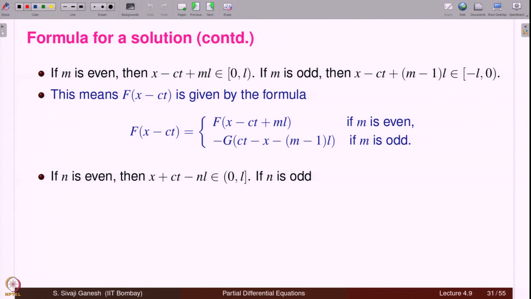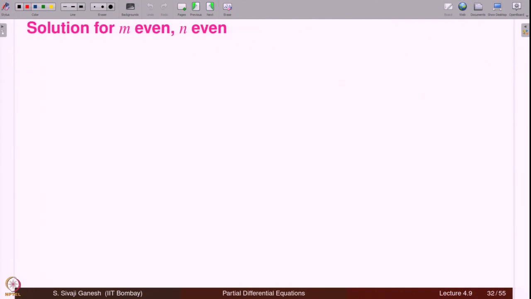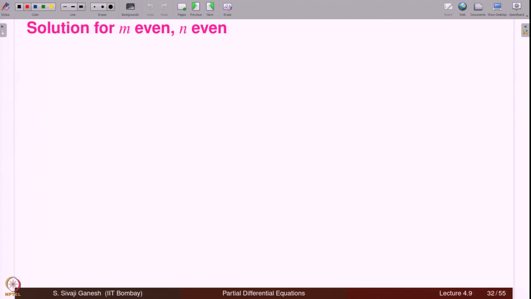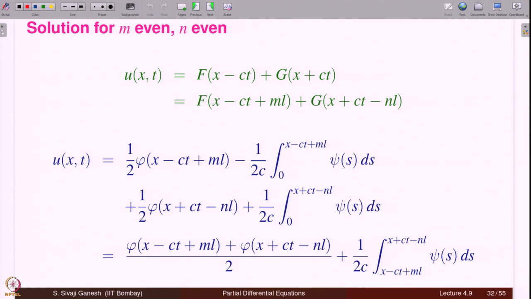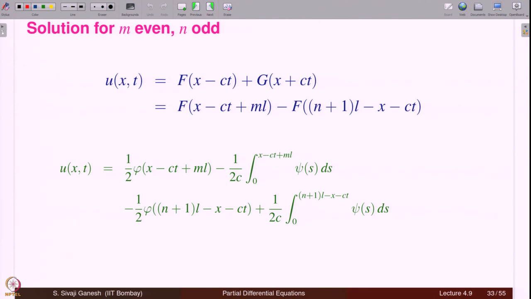Similarly, for g we can write down this formula. Now, this is something that you must verify by yourself. If m is even and n is even, because I have to now write u of (x, t) equal to f of x minus ct plus g of x plus ct. But the values of f and g depend on whether m and n are even or odd. So, I have 2 cases for m and 2 cases for n, so overall I will have 4 cases. So, this is the expression for u in terms of phi and psi. For m even and n odd, we get this, and this is the final formula.